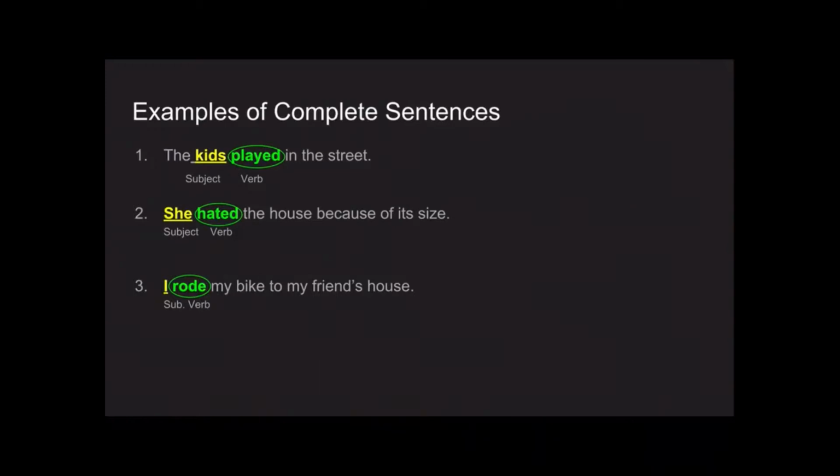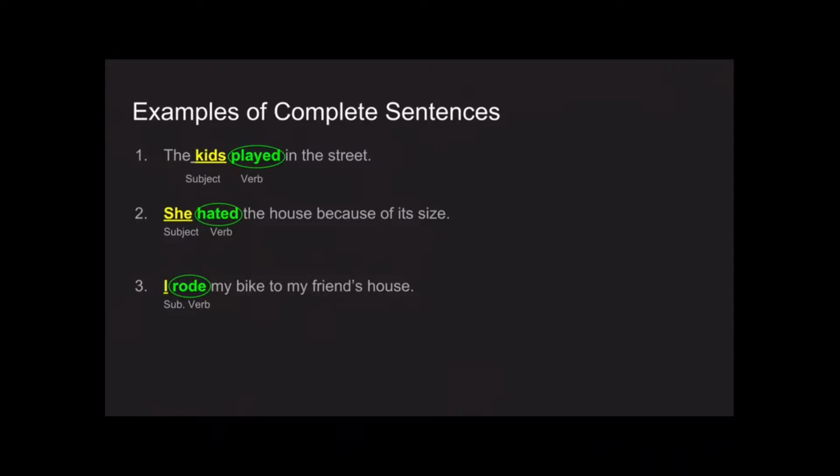In sentence number 2, it says, "She hated the house because of its size." So in this particular sentence, the action is hated, which is an emotion, and emotions can also be verbs sometimes. And the person who hated the house is the subject of the sentence, and in this case, it is she. Okay. Sentence number 3 says, "I rode my bike to my friend's house." This sounds like a complete thought to me, and it has a verb. Riding their bike is the verb, and the person that was riding their bike to their friend's house is the subject, I, in this particular case. So that's why I've underlined that for you.